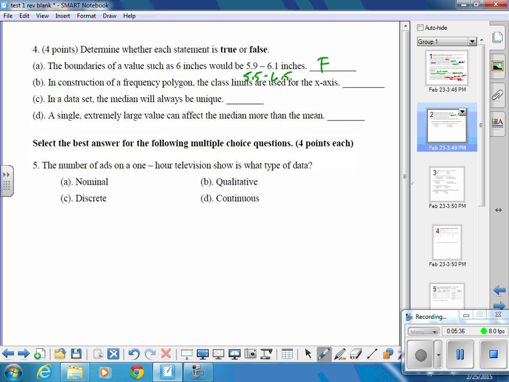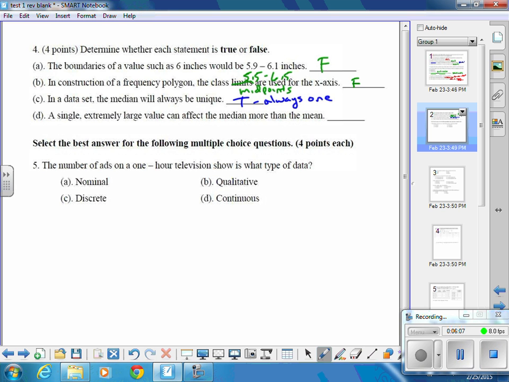The next one says, in construction of a frequency polygon, the class limits are used for the x-axis. This is also false. It is the class midpoints. So you have to know the difference between the graphs and which ones use limits and which ones use midpoints. C says, in a data set, the median will always be unique. That is true. There is always going to be one, so always one.